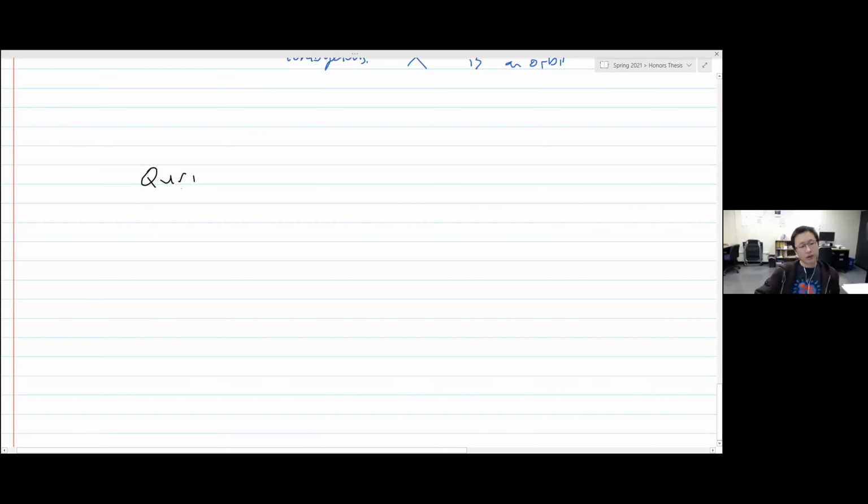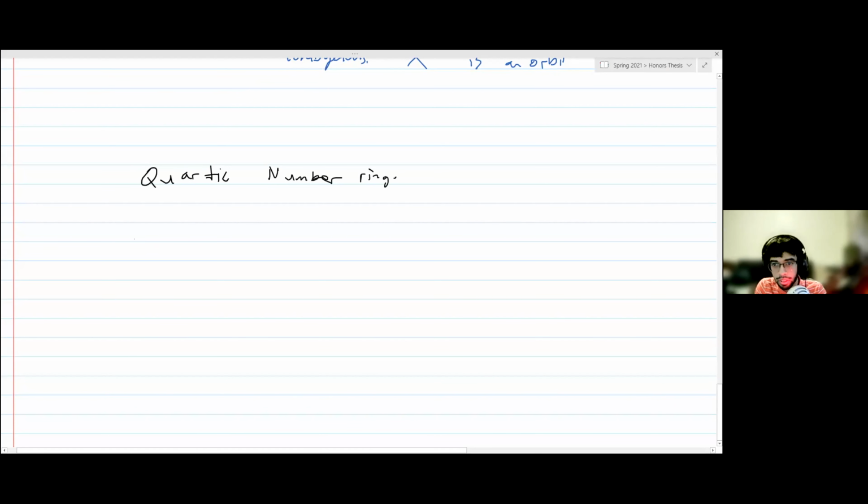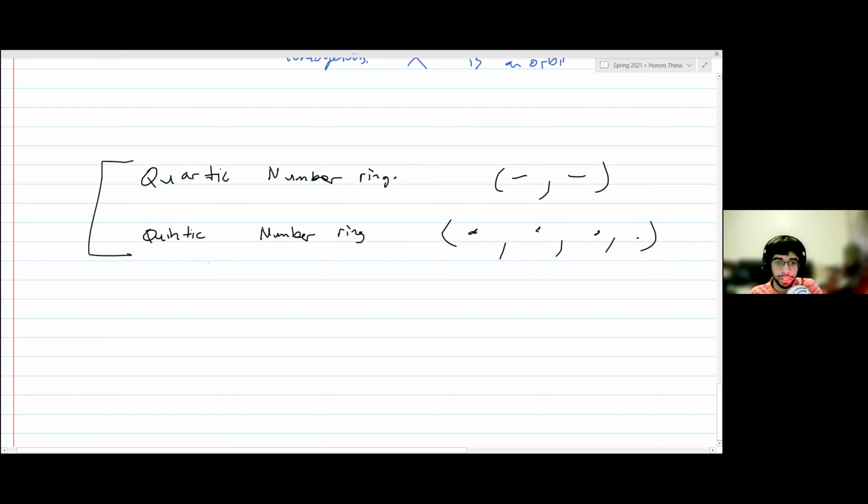For example, you can parameterize quartic number rings and quintic number rings using different prehomogeneous vector spaces. I believe for quartic, you have to look at pairs of ternary quadratic forms. And for quintic, you need to look at quadruples of alternating quintic forms. And the group actions are something else. So this is called the quartic case, this is called the quintic case. And if you want to parameterize degree 6 number fields, then we don't know how to do that. Okay, I think I'll end here.